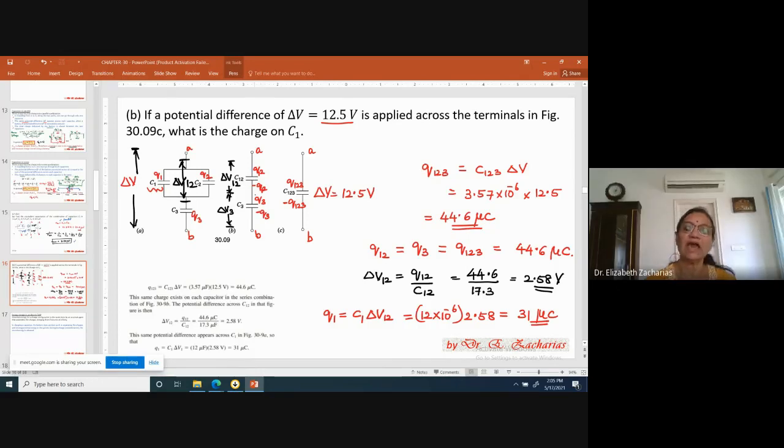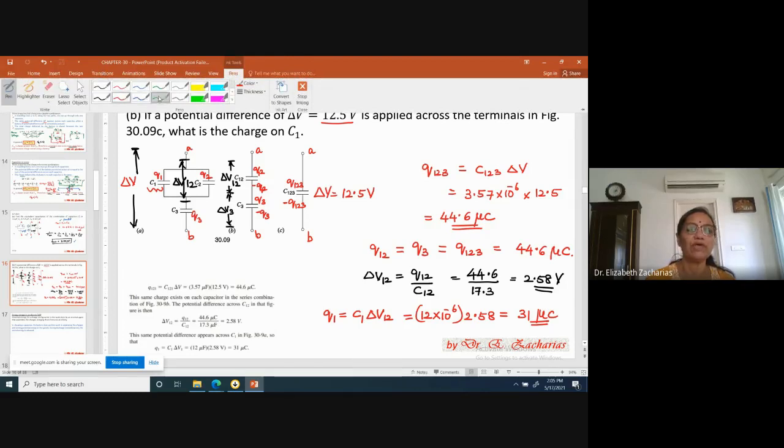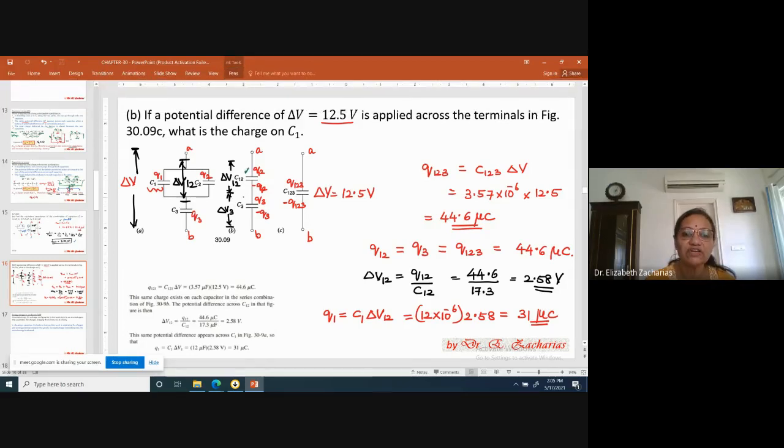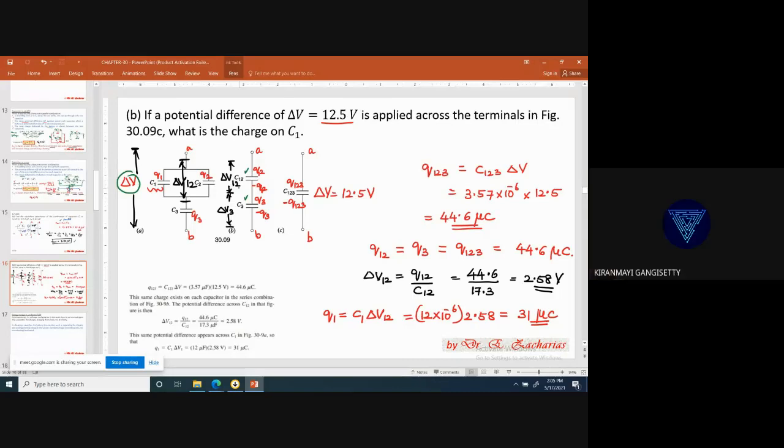Now look at this picture. I have two capacitors connected in series, and when capacitors are connected in series, voltage gets divided. The original voltage is delta V, and delta V gets divided into two parts. Let the voltage across C3 be delta V3 and let the voltage across C12 be delta V12. Is this step clear? Yes, ma'am.